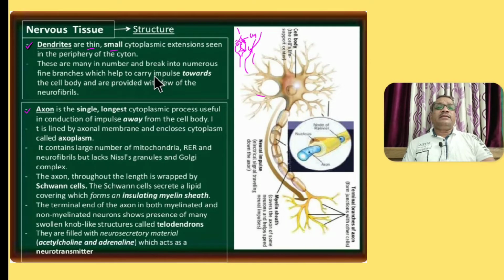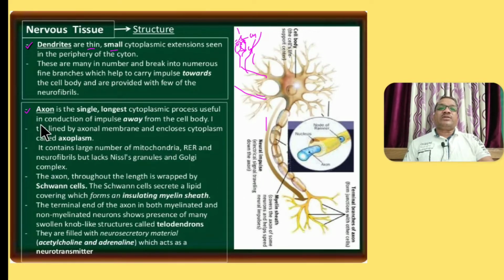So, these fine branches, that is dendrites, help to carry impulse towards the cell body. This is the cell body and these dendrites will carry nerve impulse towards this cyton and are provided with a few neurofibrils. So, neurofibrils will also be present within them. Next is this part, below part, which you can see here.